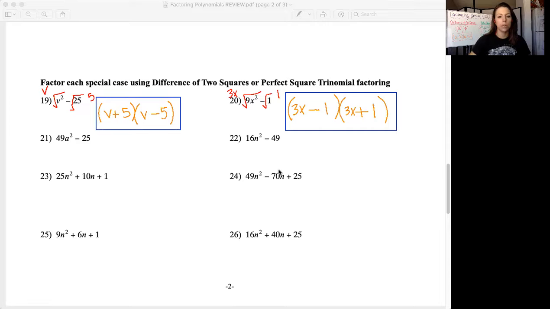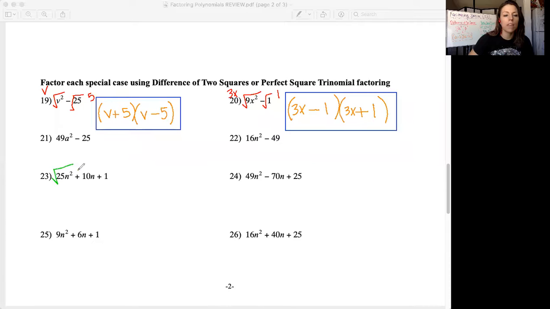Okay, let's take a look at 23 and 24. So these are trinomials, meaning it can't be a difference of two squares, but it could potentially be a perfect square trinomial. So here we go. First thing, is it a trinomial? Yes. Are the first and last terms perfect squares? Well, 25n squared is, and so is 1. Yes. So now we test the middle term.